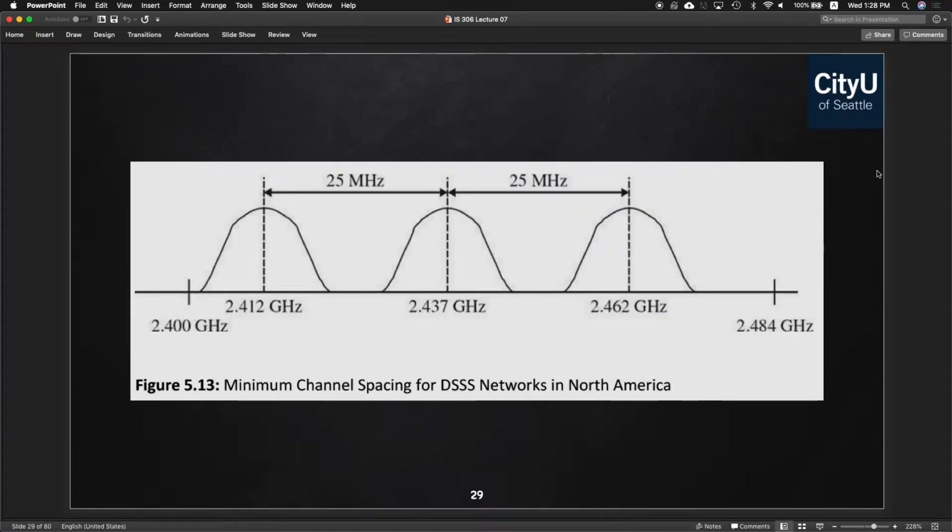And they also define that there should be minimum spacing between frequencies so that they don't collide. Remember when you're listening to radios, if you did not put in the right frequency, you also get the other signal from another radio station. That's what they're trying to avoid, to have a spacing of 25 megahertz.